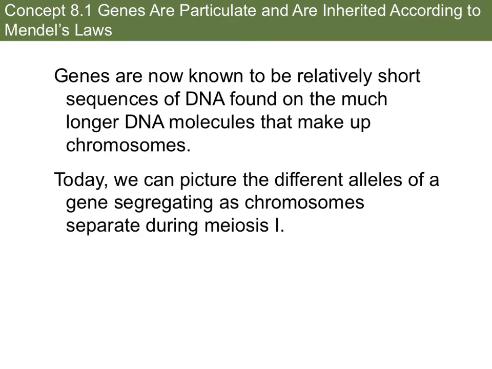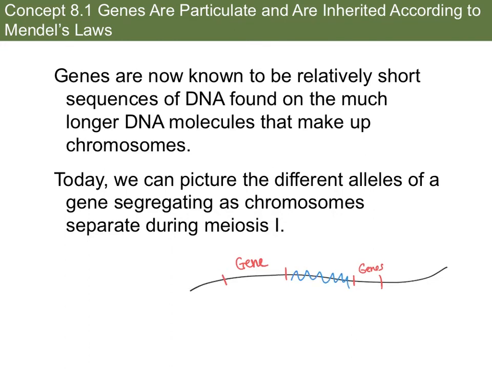Genes are now known to be relatively short sequences of DNA found on the much longer DNA molecules that make up a chromosome. So, for example, you may have a chromosome. You know that in the loose form it's known as chromatin, but a gene is just a segment of that DNA that actually codes for a protein. So on the long DNA, you may have several genes with what is known as non-coding DNA in between.